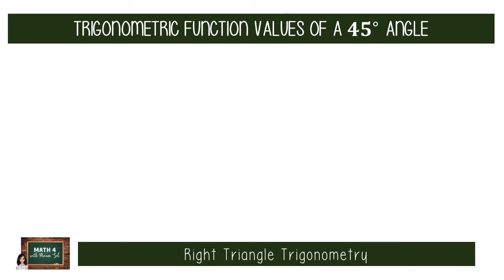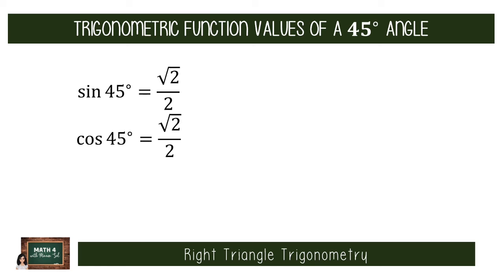With the same logic that we had with the 30, 60, 90 triangle, we have the following trigonometric functions of a 45-degree angle. Sine of 45 degrees is equal to the square root of 2 over 2. Cosine of 45 degrees is equal to the square root of 2 over 2, since in a 45, 45, 90-degree triangle, the x and the y values are the same. And tangent of 45 degrees will be equal to the square root of 2 over 2 all over the square root of 2 over 2, which is also 1.